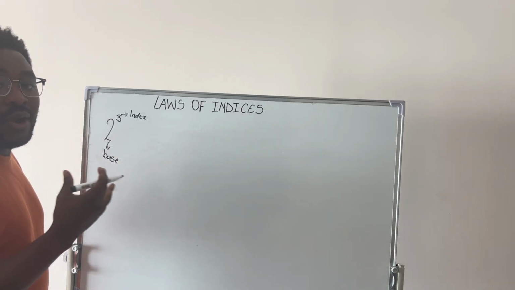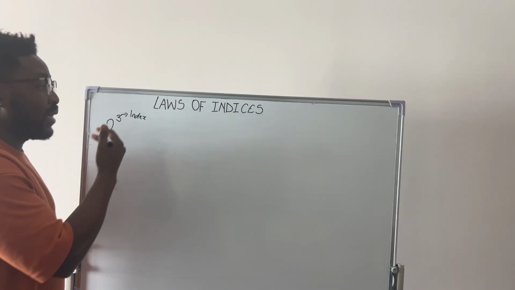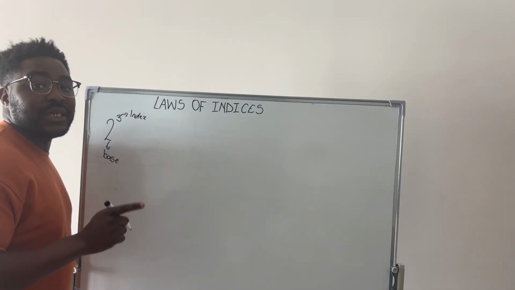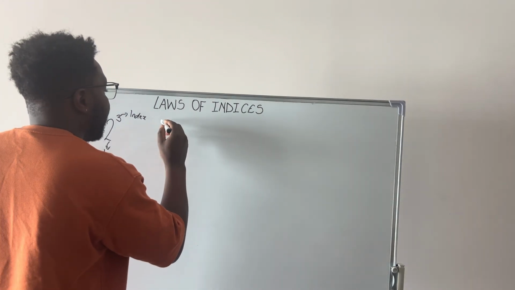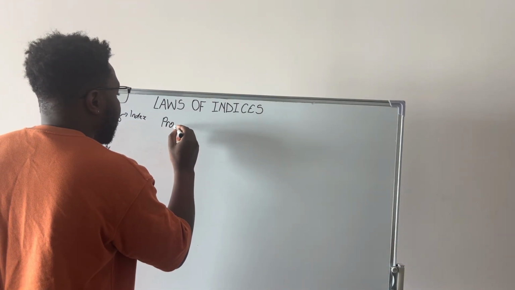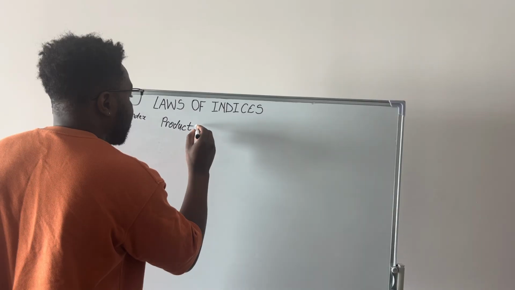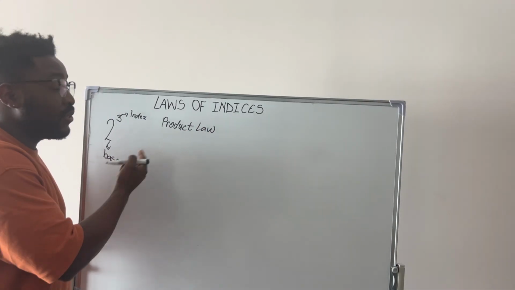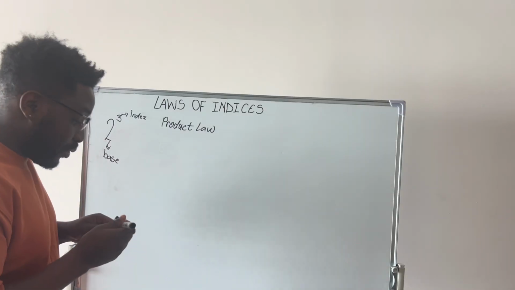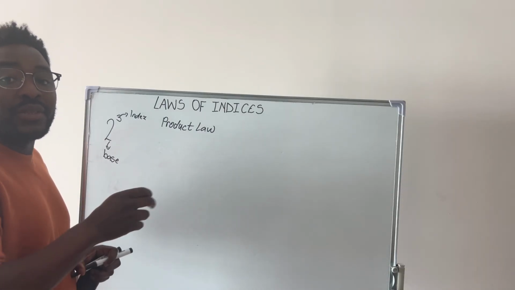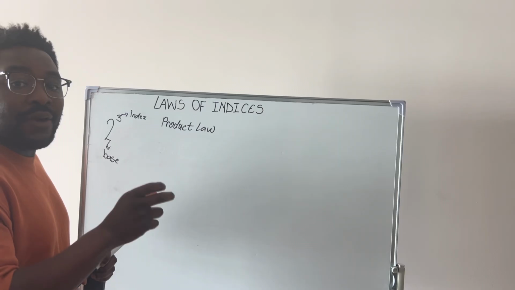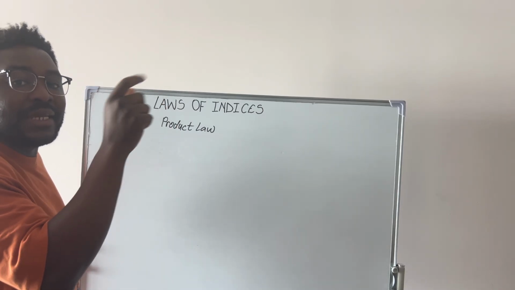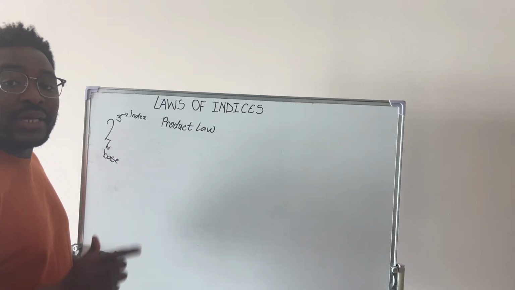Okay, so now that we have learned about the index and the base, let's get into our first law of indices, which is the product law. This law states that when you are multiplying an expression with the same base, you have to keep its base and add their indices. Okay, let's put that into practice.